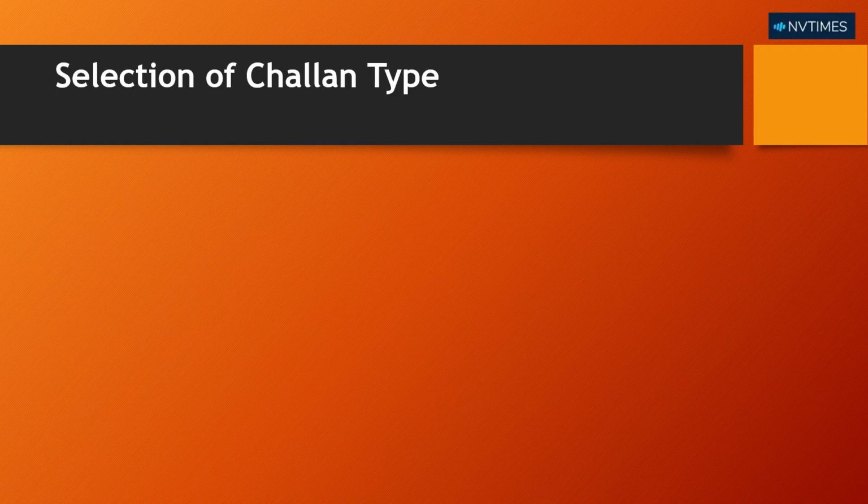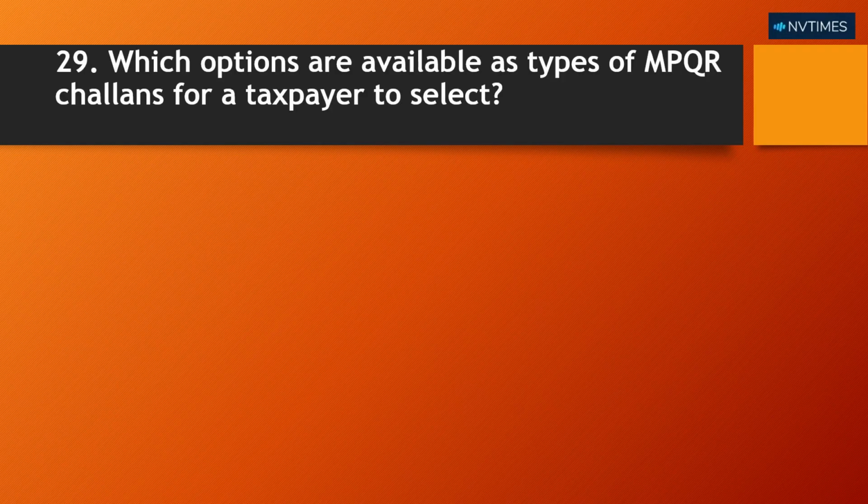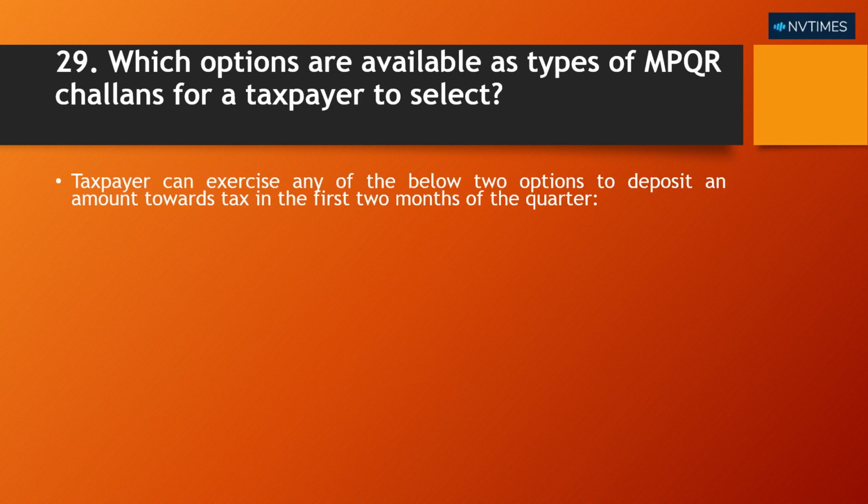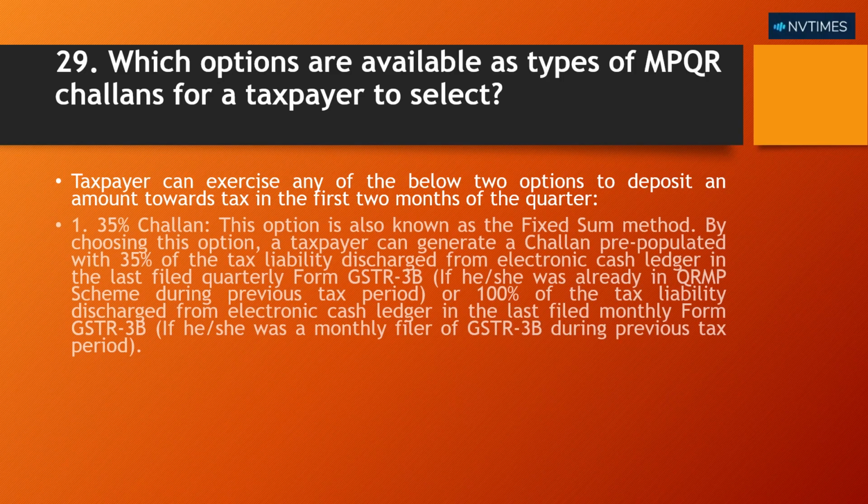Selection of Challan type. Which options are available as types of MPQR challans for taxpayer to select? Taxpayer can exercise any of the below two options to deposit an amount towards tax in the first 2 months of the quarter.